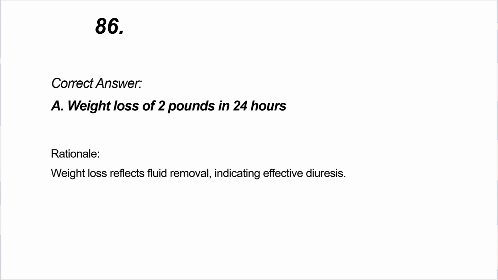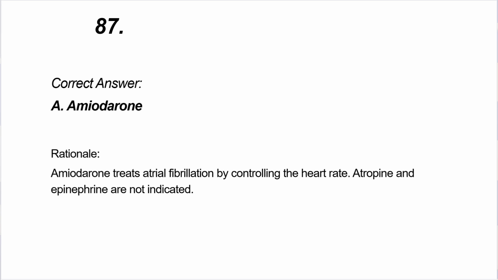Questions 86 to 90. Cardio. 86. A. Weight loss of 2 pounds in 24 hours. Rationale: weight loss reflects fluid removal, indicating effective diuresis. 87. A. Amiodarone. Rationale: amiodarone treats atrial fibrillation by controlling the heart rate. Atropine and epinephrine are not indicated.